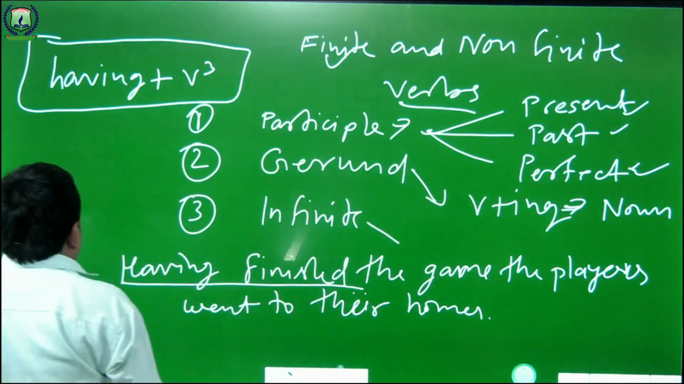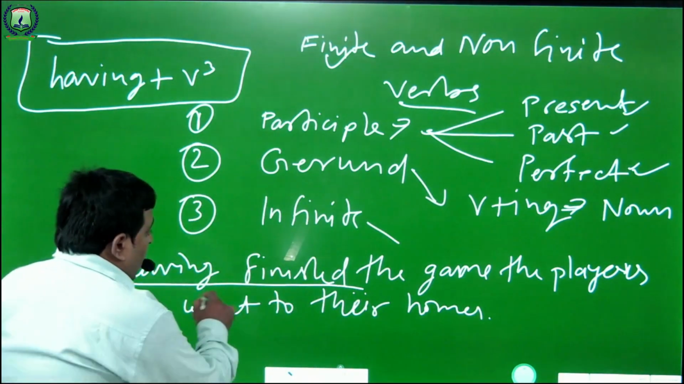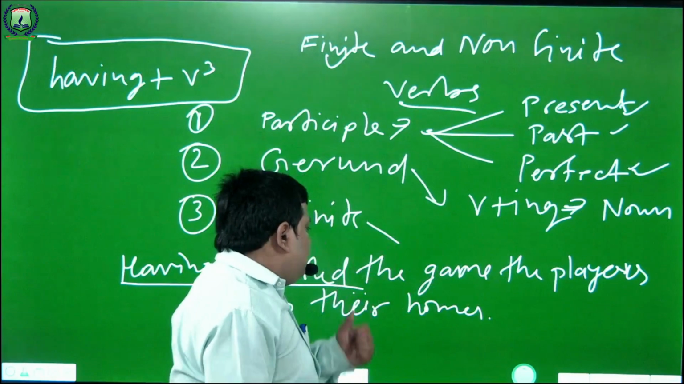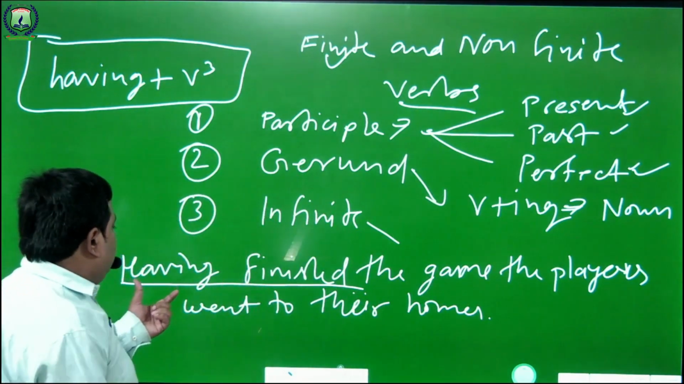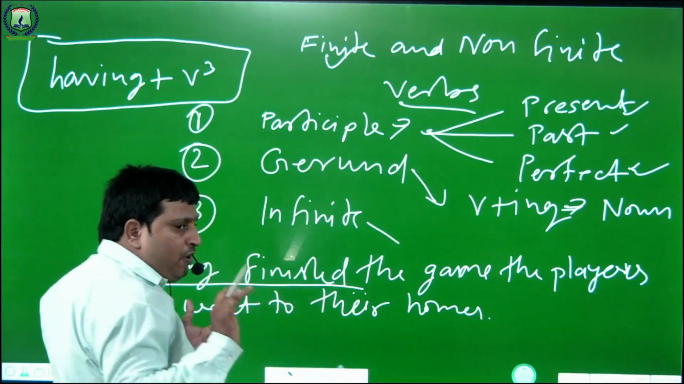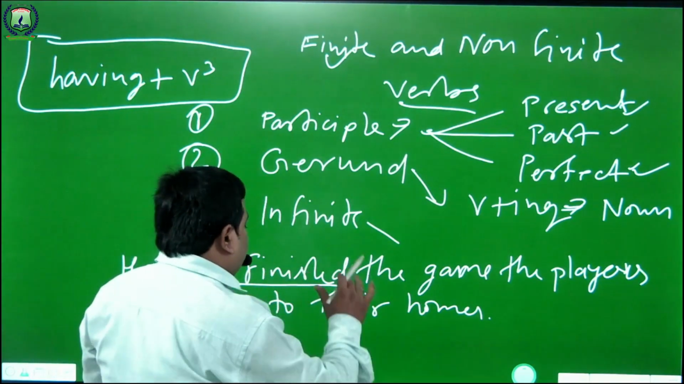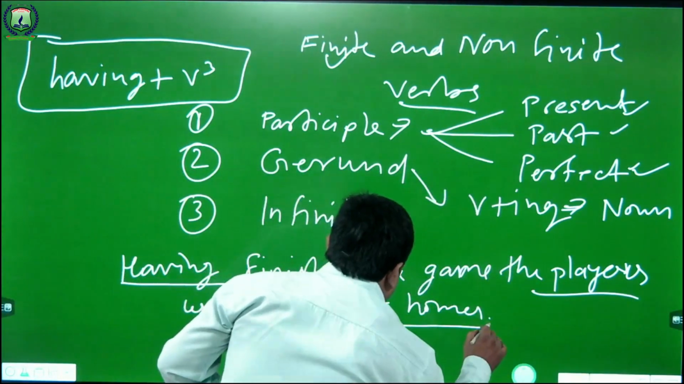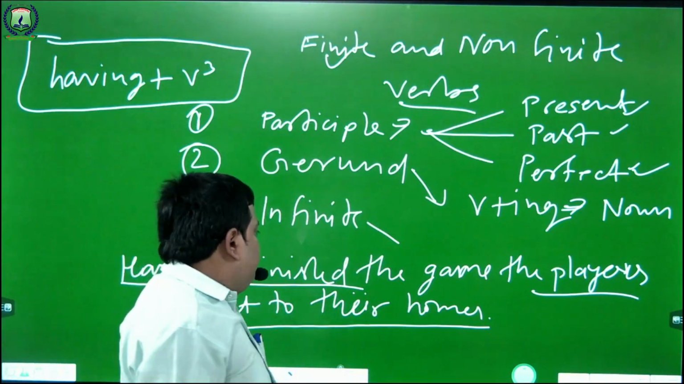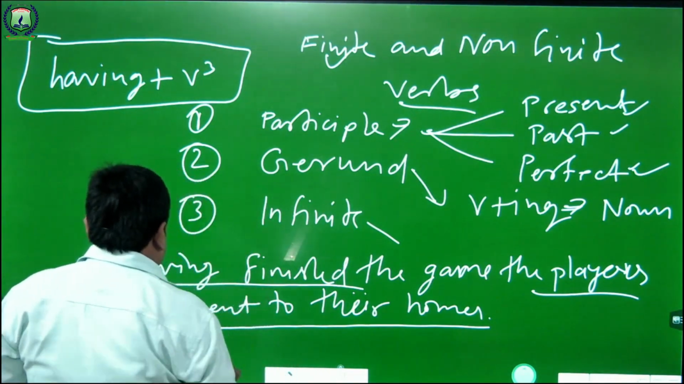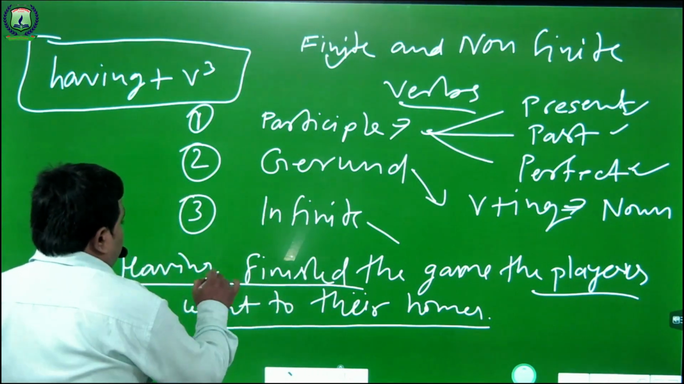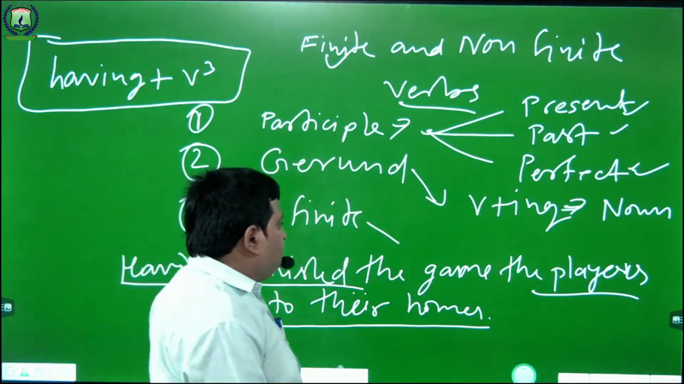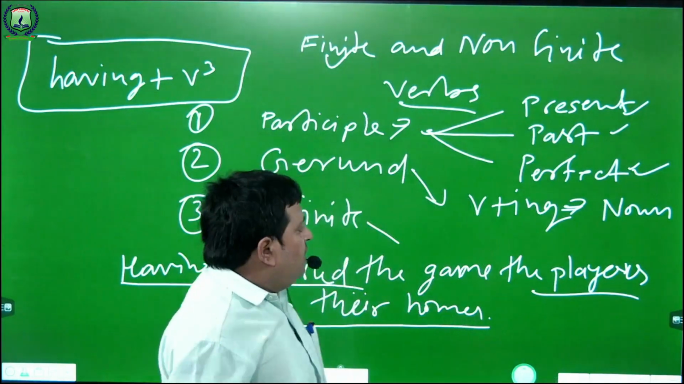Okay, now in the sentence, having finished the game, it means before going home, the players finished the game. So here you can see the first action has been done. It means finishing the game. In having finished the game, the players went to their homes. Khiladi apne apne ghar gaye. Now you can understand that having plus finished, it means having plus the third form of the verb, is known as the perfect participle. Okay. Now I hope that you are understanding it well.